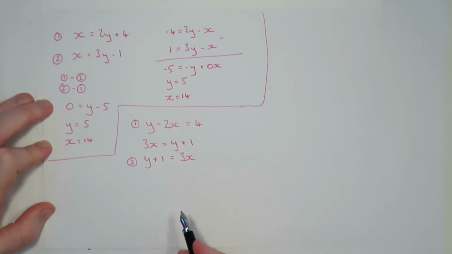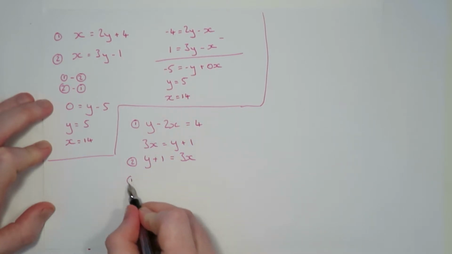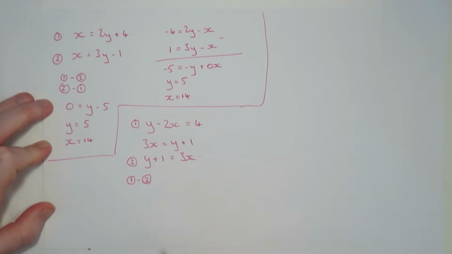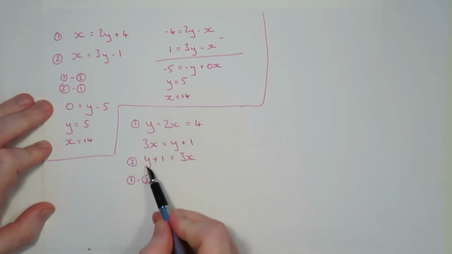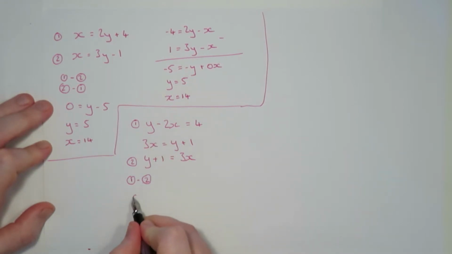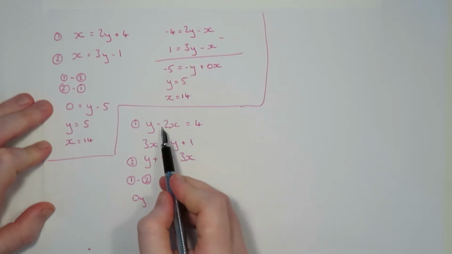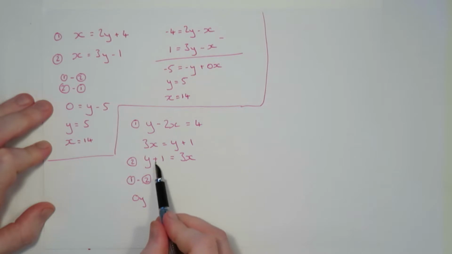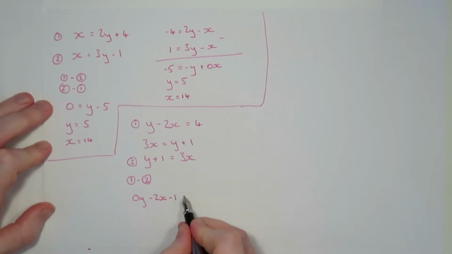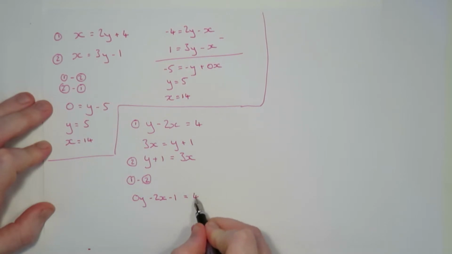Okay, well, we can just subtract them. We can do equation 1 subtract equation 2. I've not chosen the order there for any particular reason. That's just random. So the left hand side will be y subtract y, which is 0 lots of y, minus 2x minus 1, so minus 2x minus 1 is equal to 4 minus 3x.